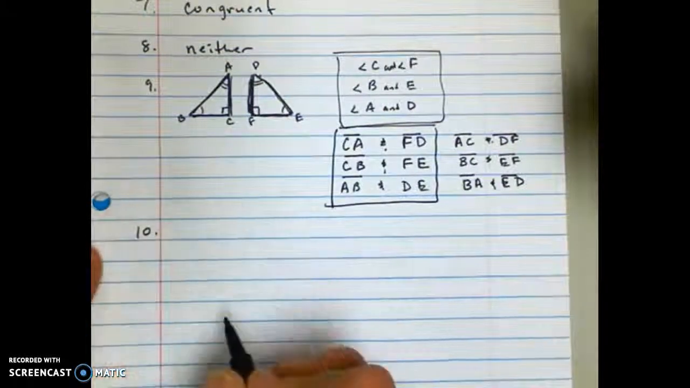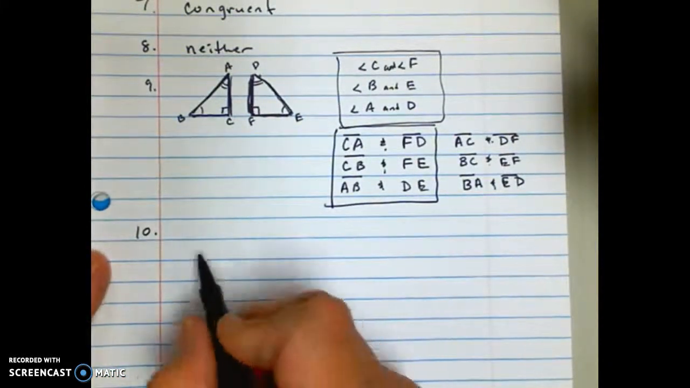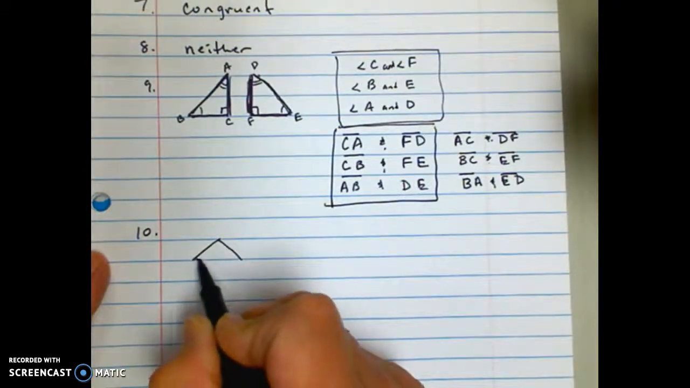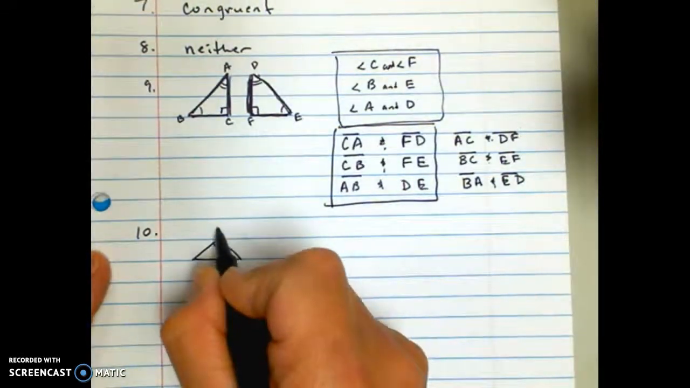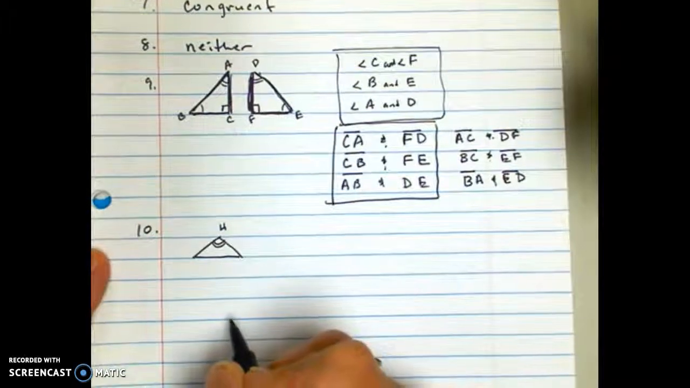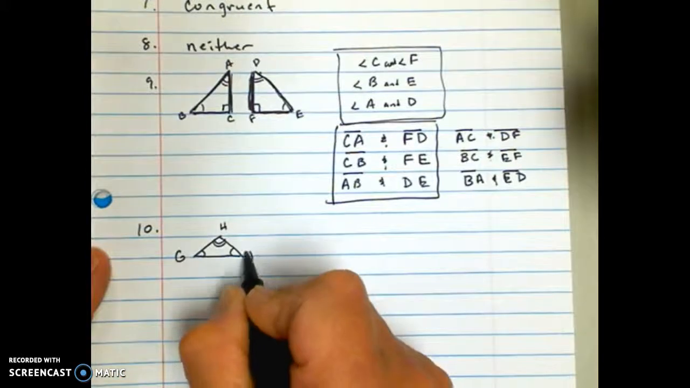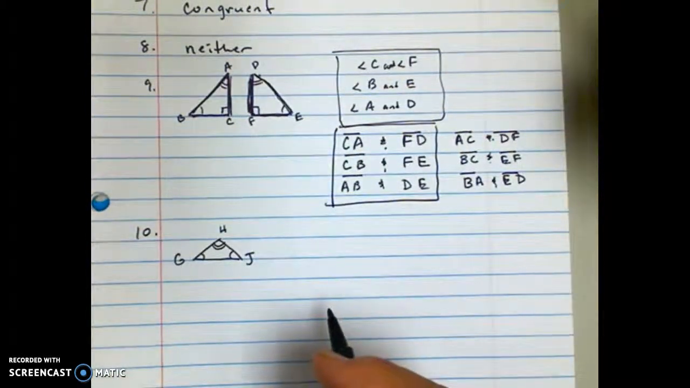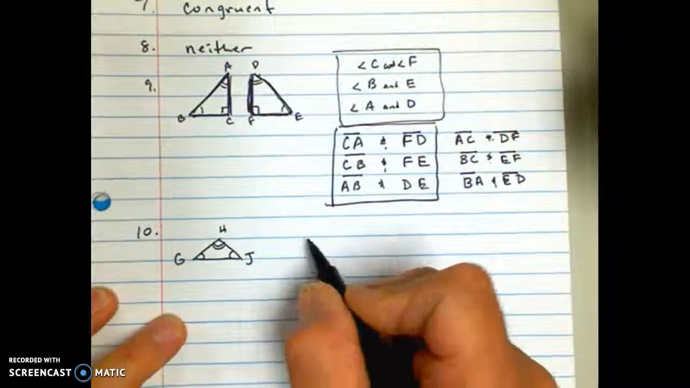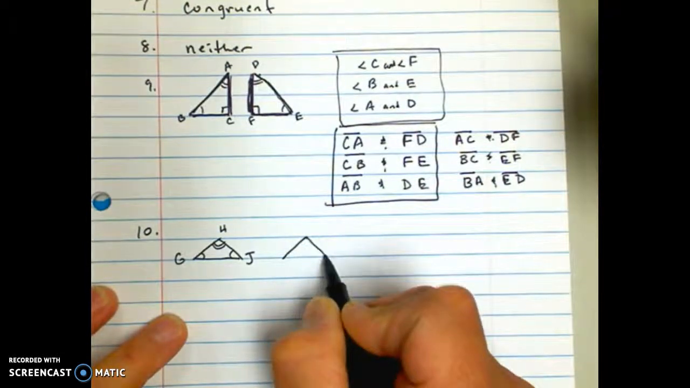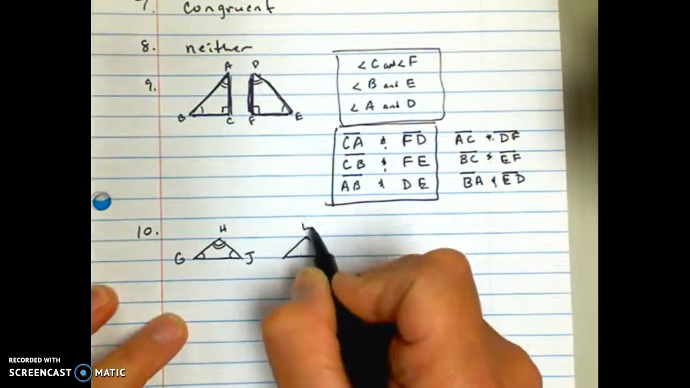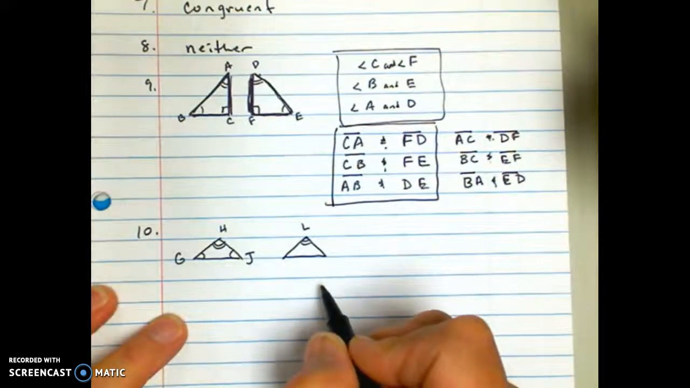Number 10, we're going to copy this one down as well. We are going to copy down triangle GHJ, and this one's marked with 2 little arches, and then G and J. And the other one, triangle MLK, is just flipped up. So we're going to flip it down. The top part is going to be L. And if we just flip it down, then this is going to be M.